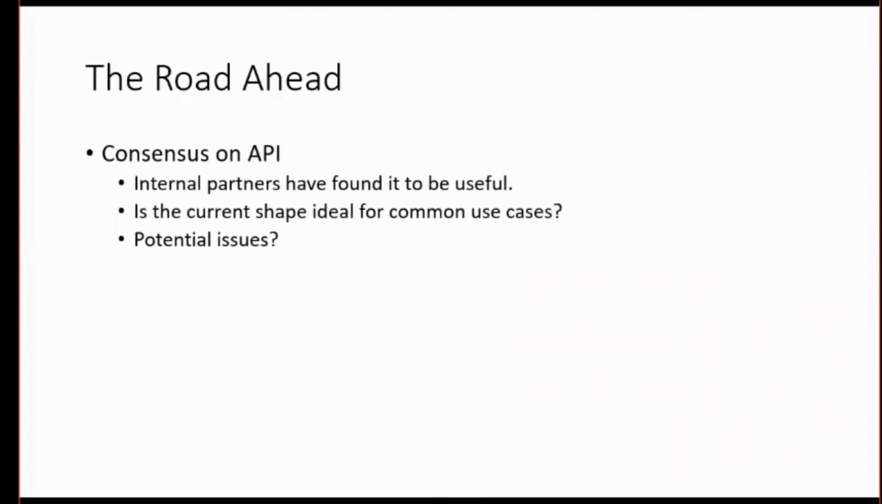As far as the road ahead goes, we want to get a consensus on the API. Internal partners have found it to be very useful. We've really liked what we've been seeing so far, so we think it's a great API, and we're interested to hear what others think of it. We want to make sure that the current shape is ideal for all common cases. It's worked well for us and for our internal partners, but that's not to say that there aren't other ways of doing inking that this won't work for at all. So we want to make sure that we cover our bases there.